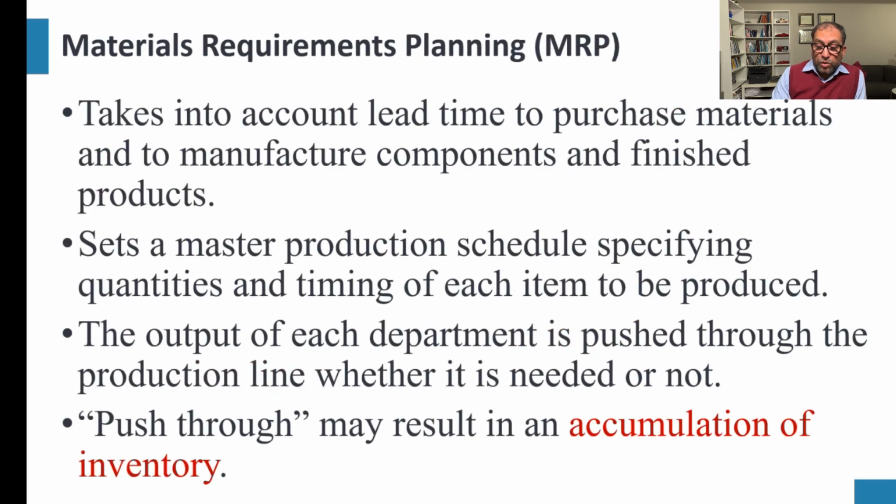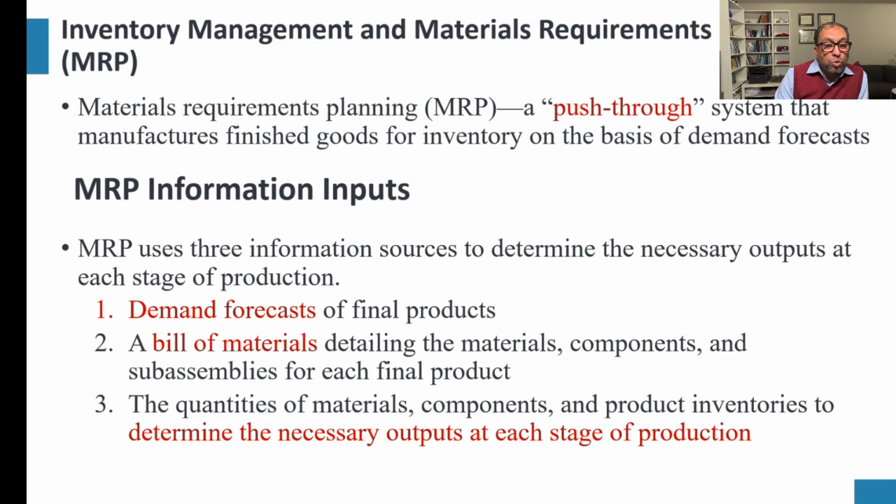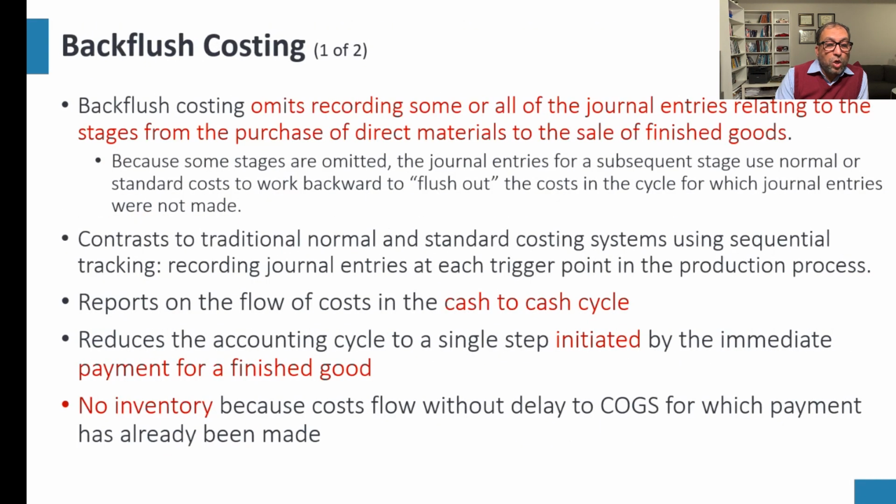Now, there is another system in contrast to this push-through system. That's what we call backflush costing. Backflush costing omits recording some or all of the journal entries relating to the stages from the purchase of direct material to the sale of finished goods, because some stages are omitted. The journal entries for subsequent stages use normal or standard cost to work backward to flush out the cost in the cycle for which journal entries were not made.